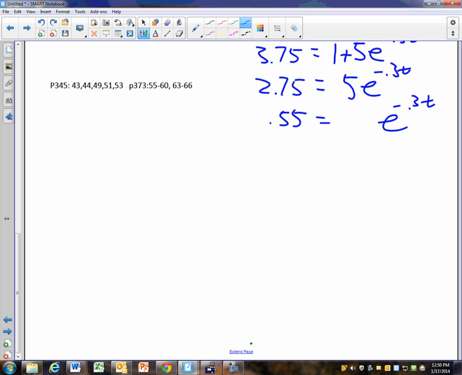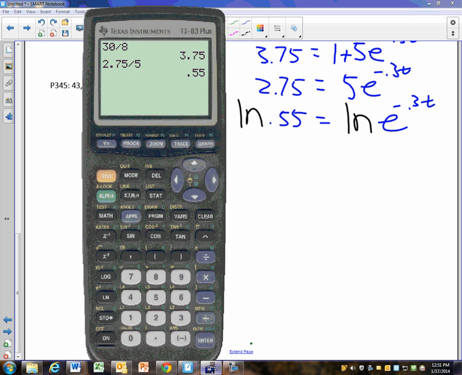It's in the exponent. Thank goodness for logarithms, specifically natural log, because things in nature grow continuously. Rabbits breed continuously. So therefore we use the letter E. And we have to use natural log, which is a button on your calculator. So we take the natural log of the answer and we get negative 0.5978.